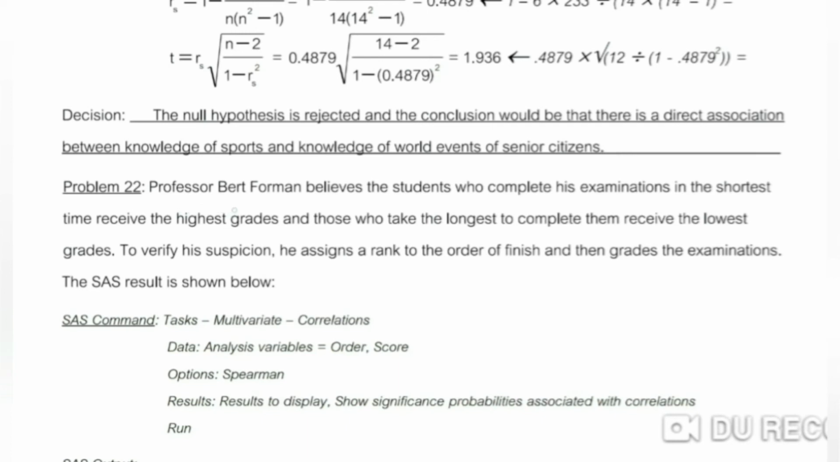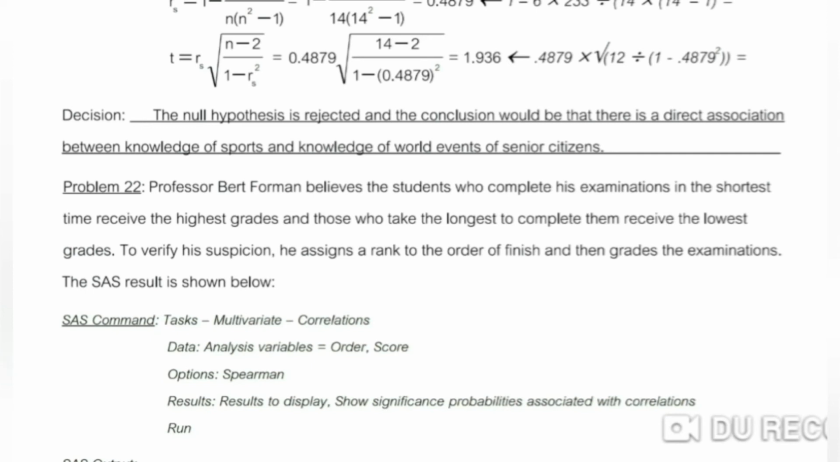Professor Bud Foreman believed the students who completed the examination in the shortest time received the highest grades, and those who had the longest time to complete them received the lowest grades. To verify his suspicion, he assigned the rank to the order of finish. Order of finish means who finished the exam first, who finished second, who finished third, like this. He didn't record how much time each student took. He just recorded only the order of finish. After that, the grades on the examinations. The set results were shown below.